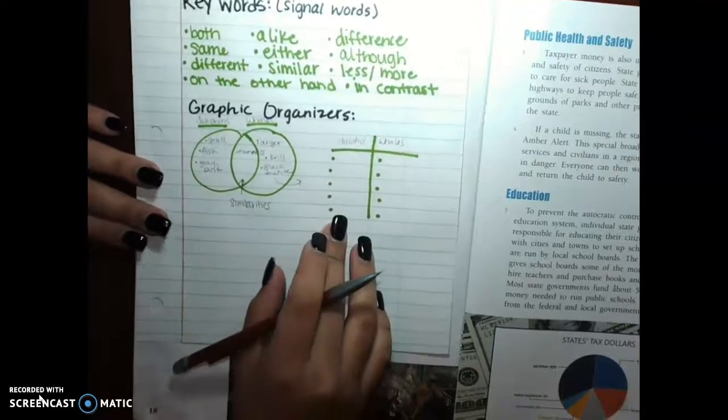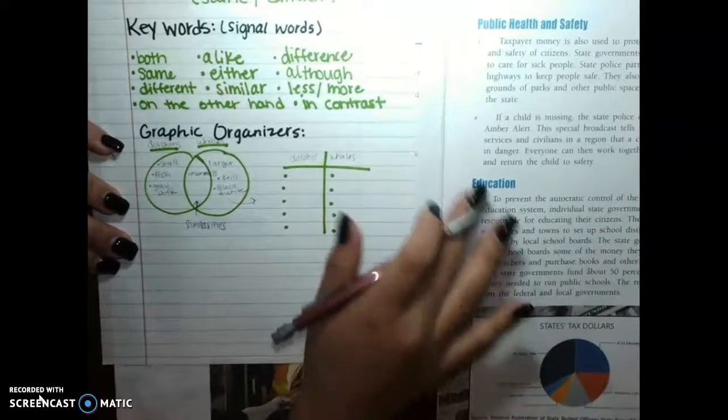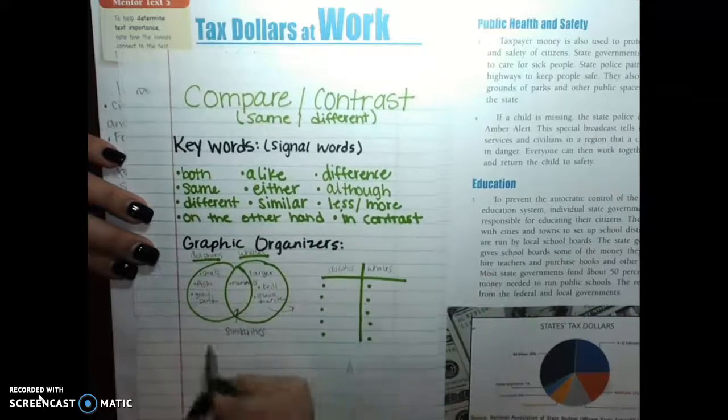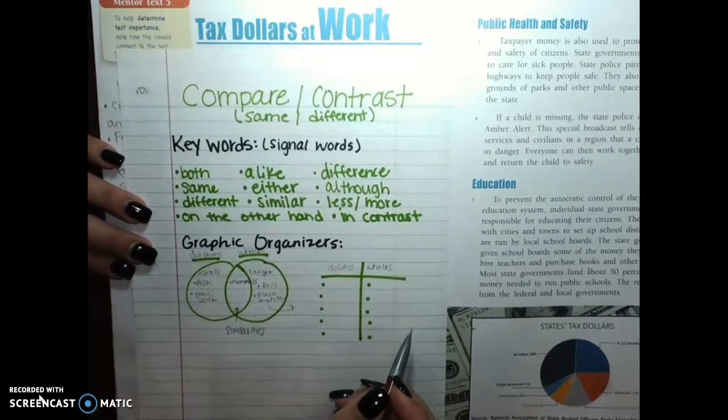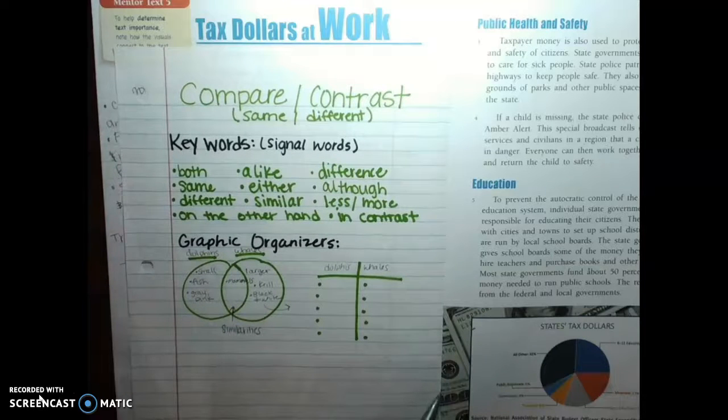So what we're going to do now is look at some similarities and differences between our sections in the mentor text, Tax Dollars at Work. So here in the bottom, I'm going to write a sentence stem, and we're going to try to fill that in with some information from our text.